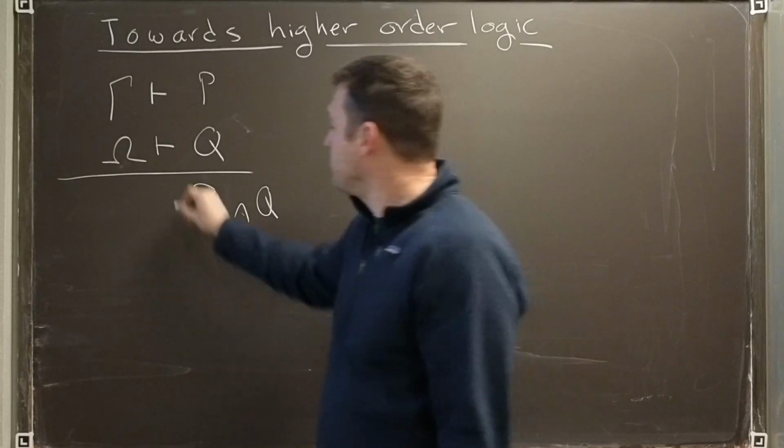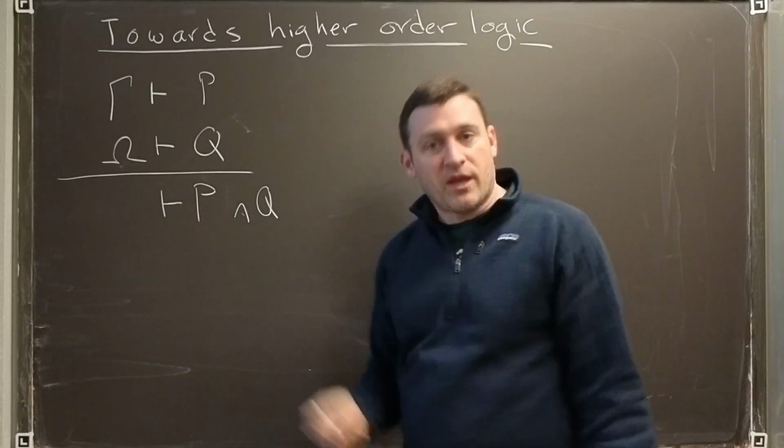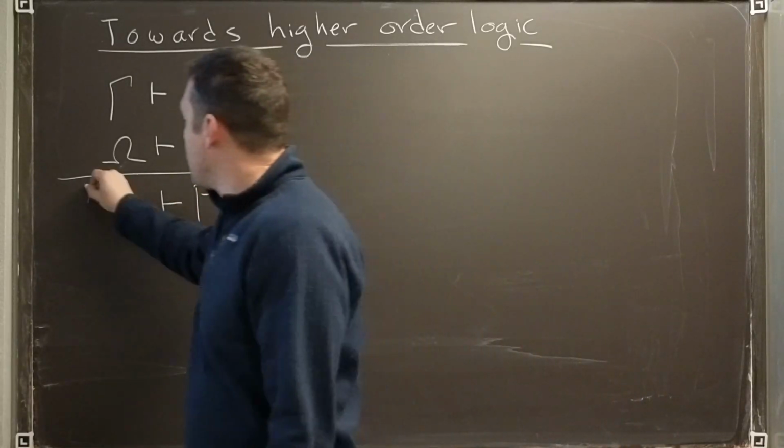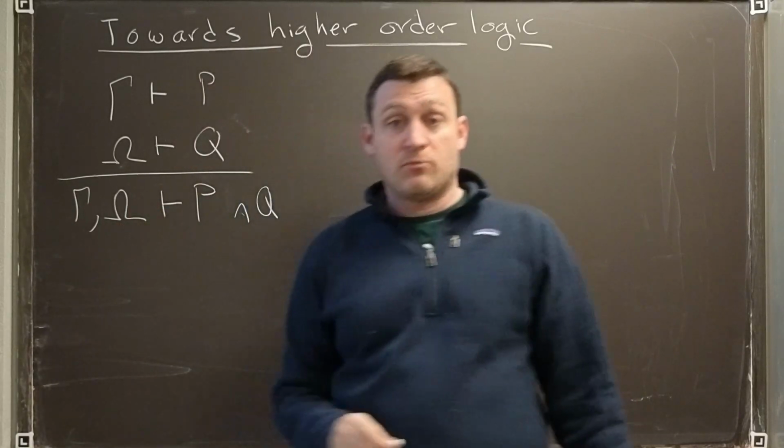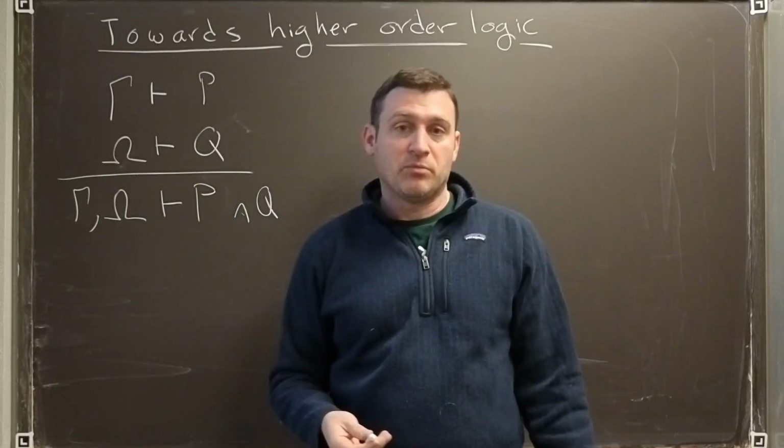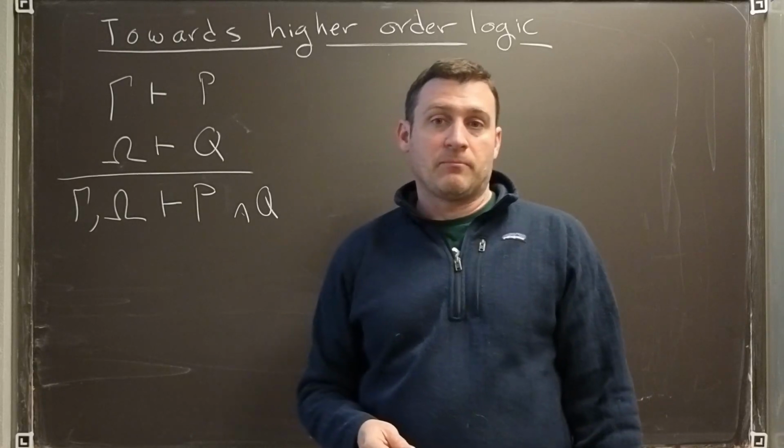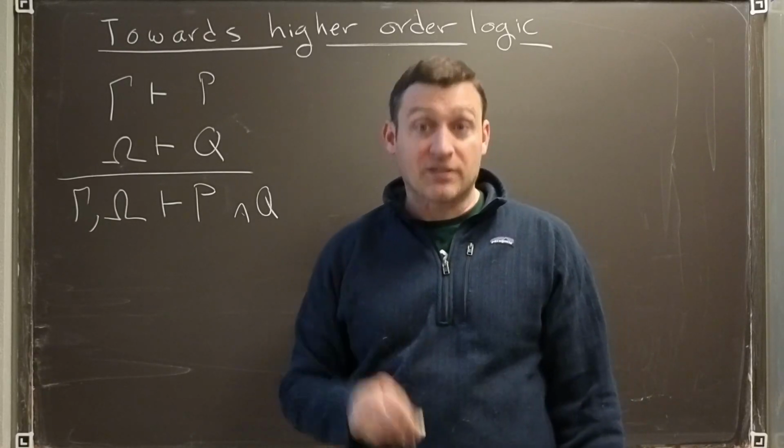What would entail that? We can see that one way to entail P and Q together is to take gamma and omega as the premises. Premises are allowed to be plural, so there's no problem in combining them. But there is a problem when we actually try this out.